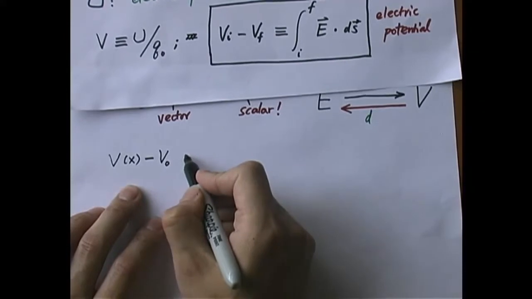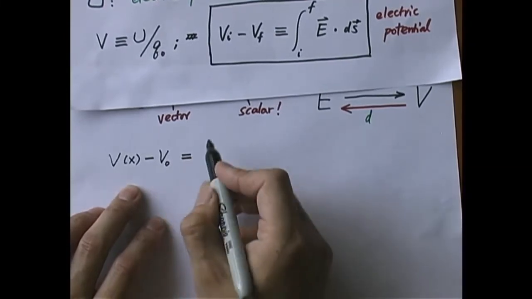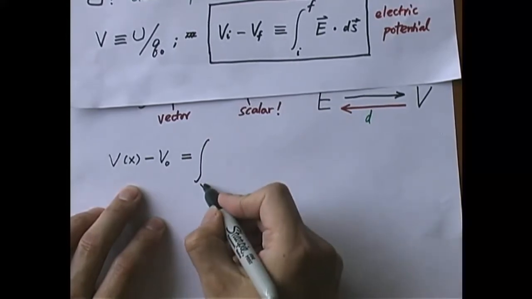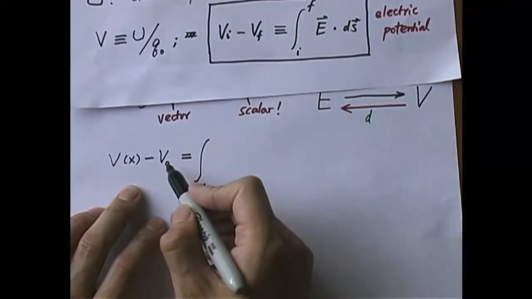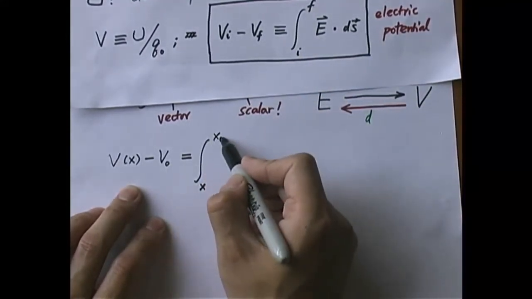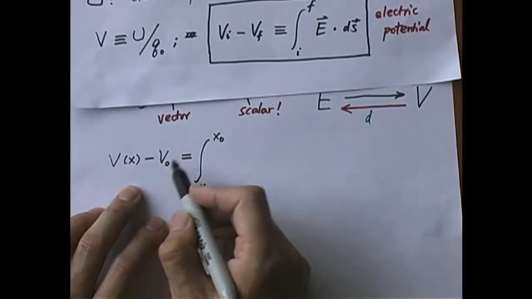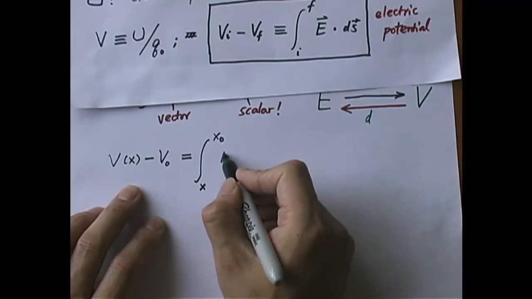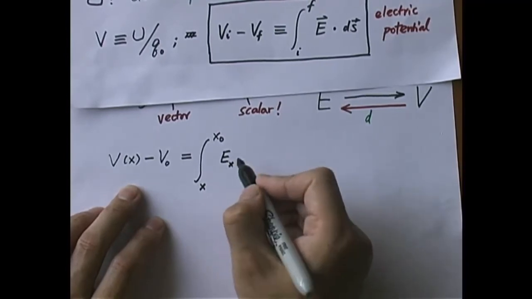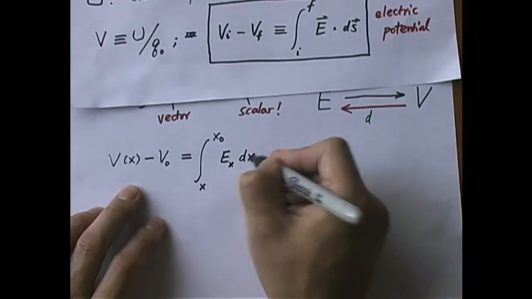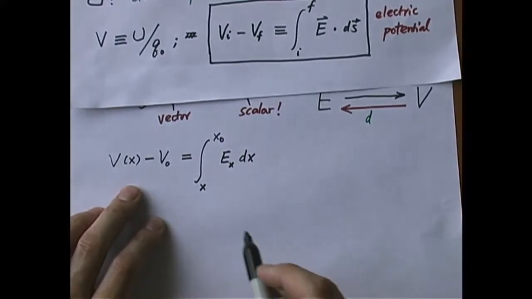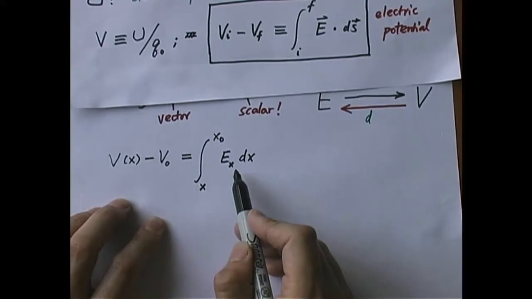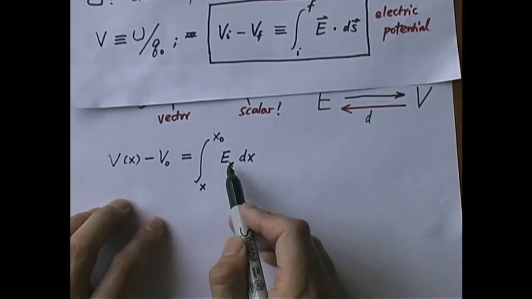And what is that equal to? That equals this, with the initial point x, and the final point we call x naught, corresponding to the potential V naught. E dot ds in one dimension, in the x direction, is just Ex, the x component of E, times dx, right? How does one calculate V of x based on Ex? All we have to do is integrate over Ex.